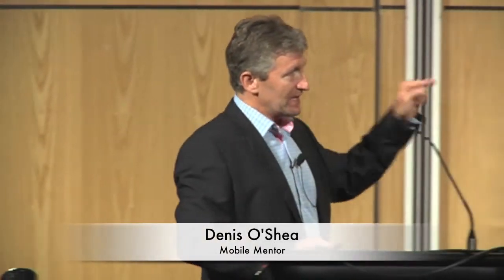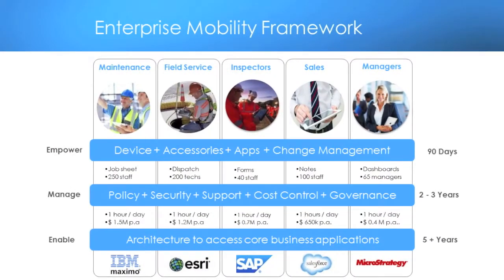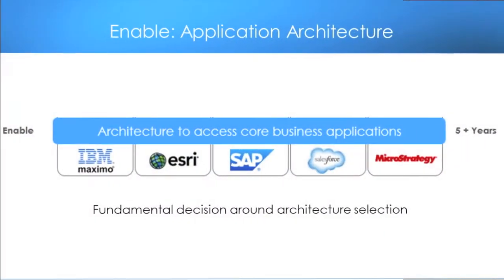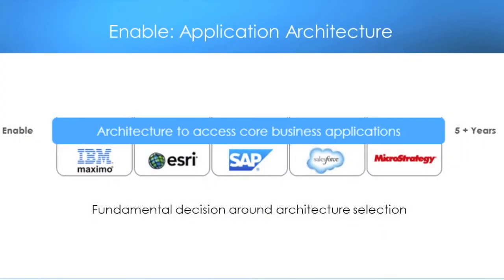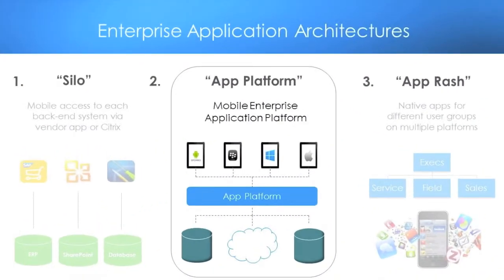So now I'm going to drill into the enable layer and talk about what we consider to be one of the fundamental decisions here, which is around the application architecture and how you might tackle it. We see three broad architectures. There's probably five in reality, but I'm going to summarize into three.